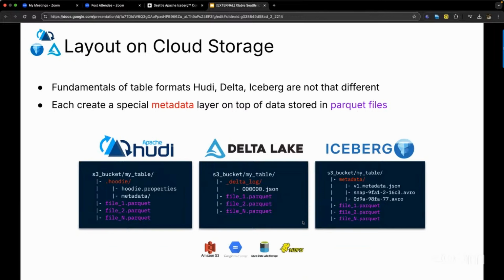And Delta Lake has a notion of a transaction log, which is just basically a sequence of these JSON files. I think there's also a notion of checkpoints that kind of aggregate these JSON files over time so that you don't have to read a bunch of small JSON files.